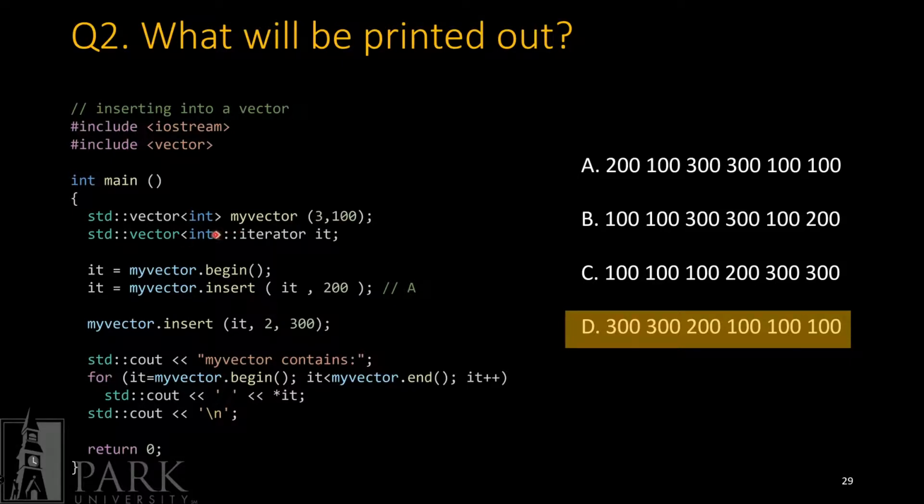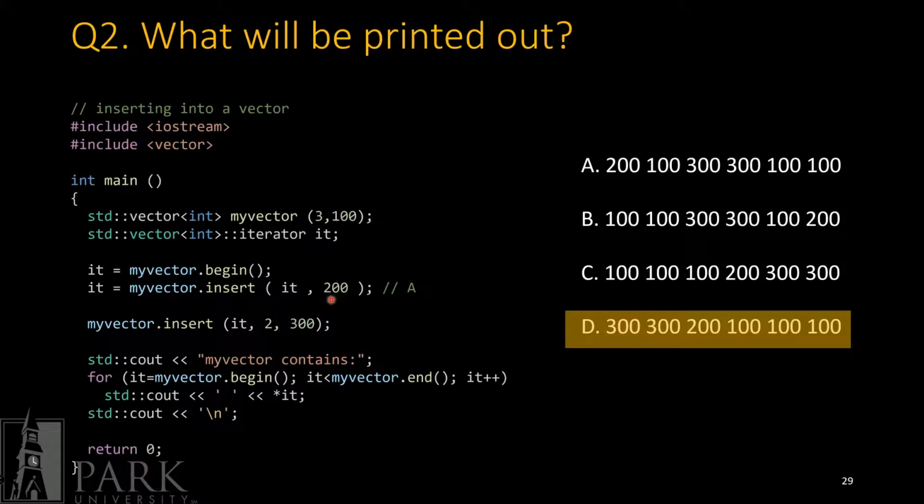So here we're creating a vector with 100 in it 3 times, okay? So that we obviously know that we are going to have to see 100 3 times in our answer. Then we create an iterator. Then we set our iterator to the beginning of the vector, okay? And then we insert at our iterator 200. So that means we are going to insert our iterator before the first element, and then we're going to return a reference to that. So that means we have 200 in front of our 3 100s.